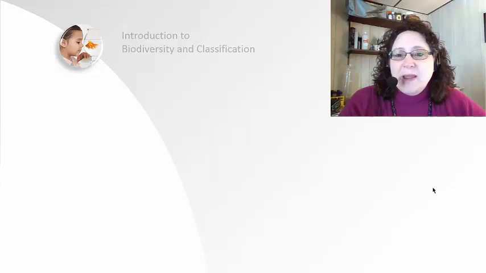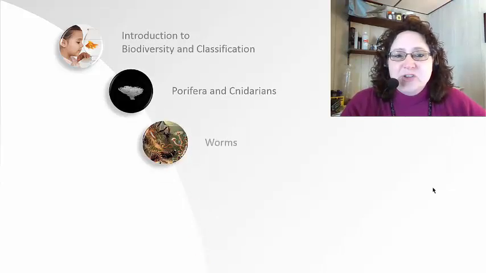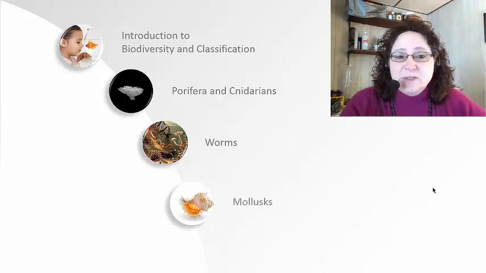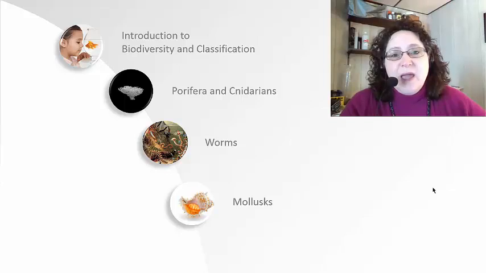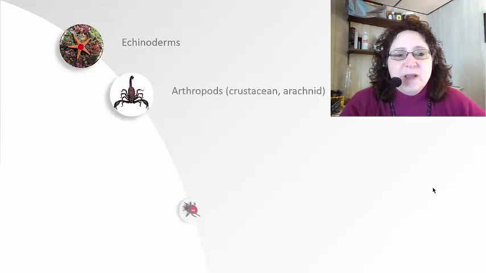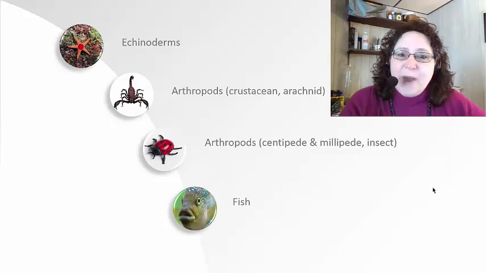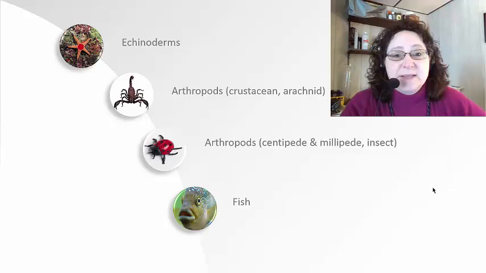We're going to start with an introduction to biodiversity and classification, and then we'll start talking about the invertebrates, beginning with porifera and cnidarians, then worms and mollusks. We'll then talk about echinoderms, and then the arthropods will be split into 2 weeks. First week talking about crustaceans and arachnids, and the following week talking about centipedes, millipedes, and insects.